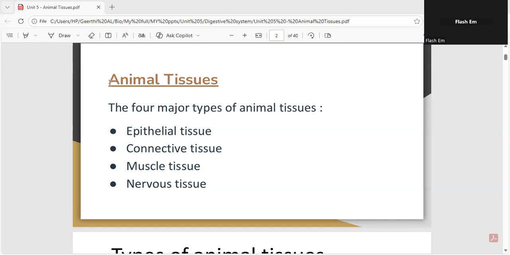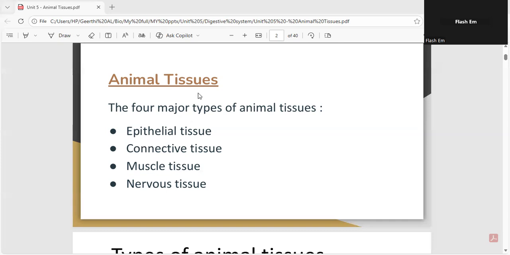It's about animal tissues. So tissue is the combination of cells, right? Cell is the structural and functional unit of life, and tissue is the combination of one or more cell types, which carries out a specialized function. In unit number 4, you studied plant tissue. Here we are going to study animal tissues.